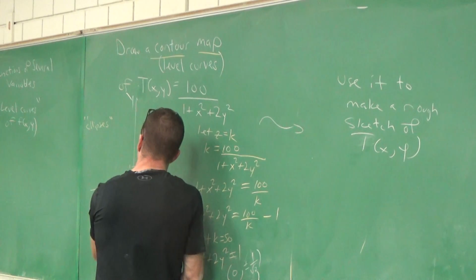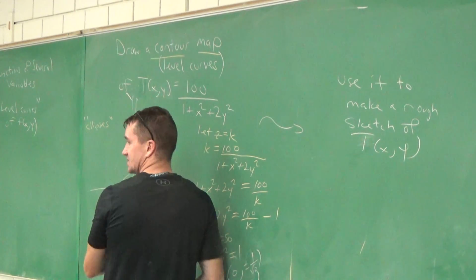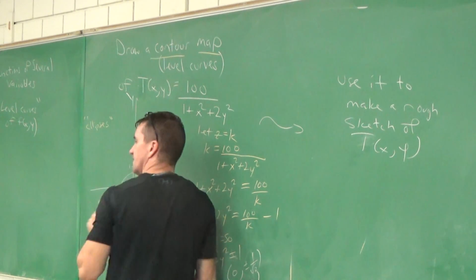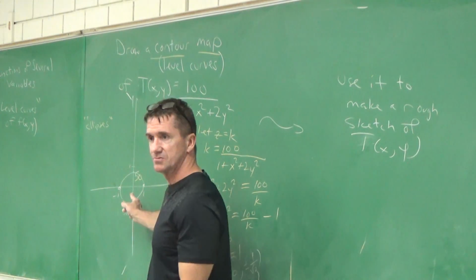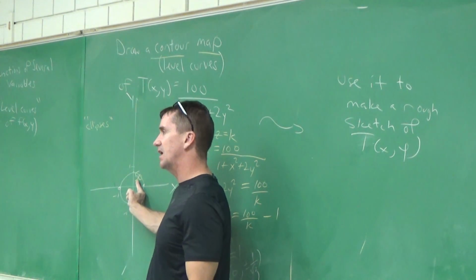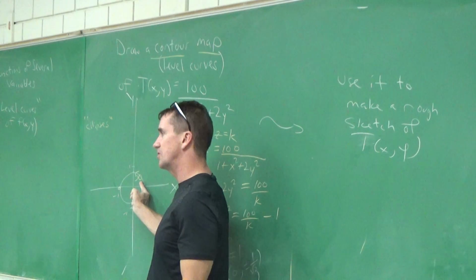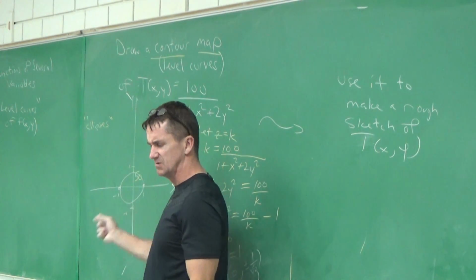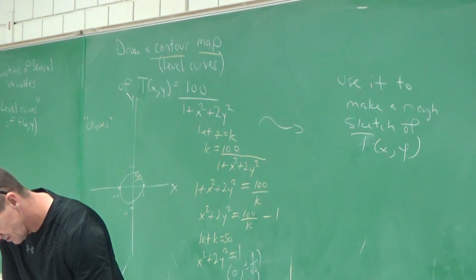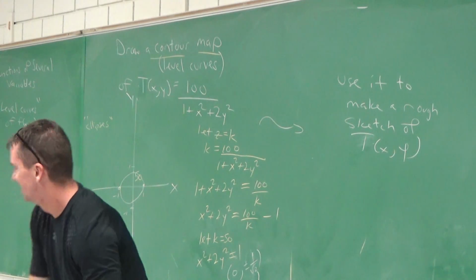That's right. And I'm going to label it. What's the K value? 50. Isothermals: the temperature of the thin plate. Any point along here, the temperature is really hot. It's 50 degrees. Is this Celsius? They didn't say.